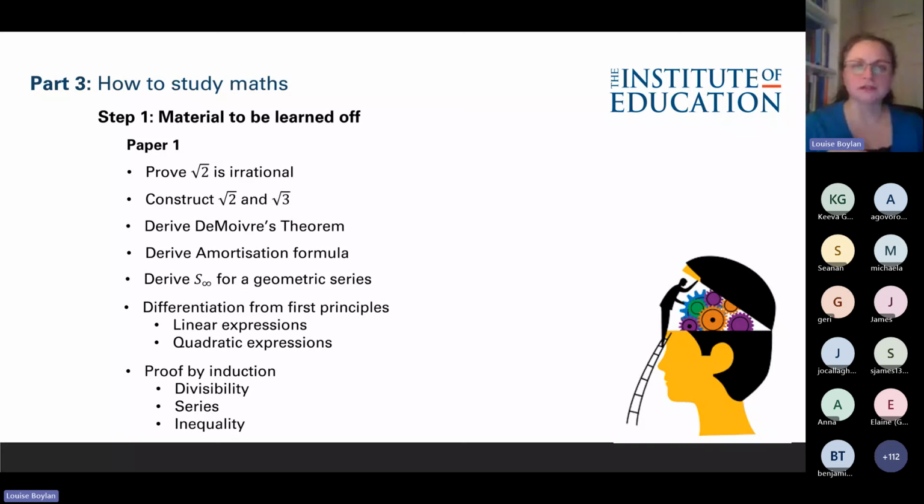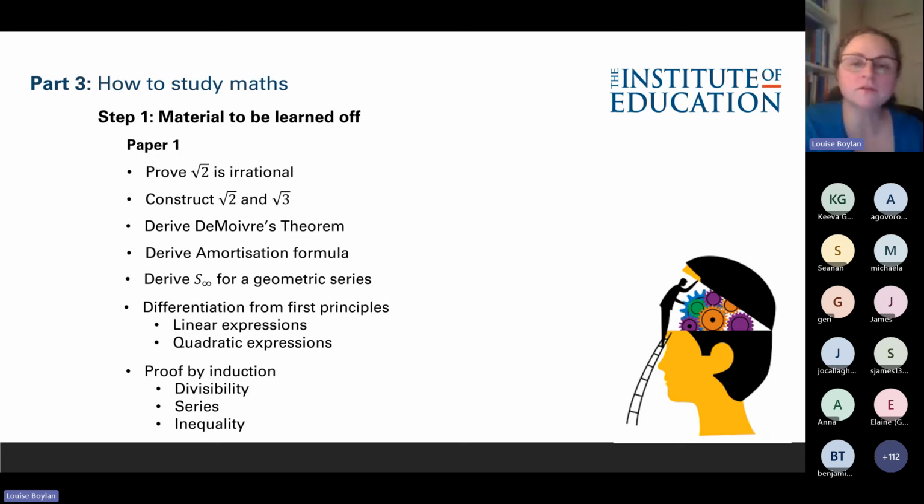Or derivations. So on paper one, these are the proofs that you have to be able to do. So you have to prove root two is irrational. You have to be able to construct root two and root three. Derive De Moivre's theorem, derive the amortization formula, derive the sum to infinity. Some of this may not make sense to you yet, but that's okay, right? You're going to get there. If you haven't done complex numbers yet, you won't know what De Moivre's theorem is. If you haven't done financial maths yet, you won't know what the amortization formula is, but you will by the end of May, I promise you.